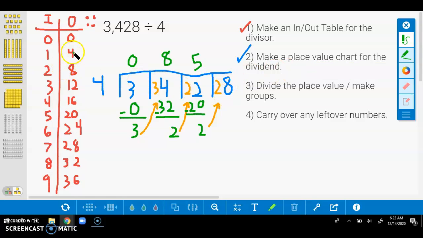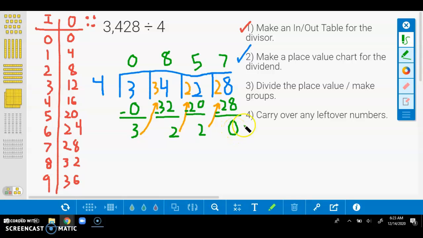Okay. So 28 divided by 4. Aha, I have that exactly. It's exactly 7 groups. Okay. So, which means I have no remainder. My remainder is 0. There's nothing left over.